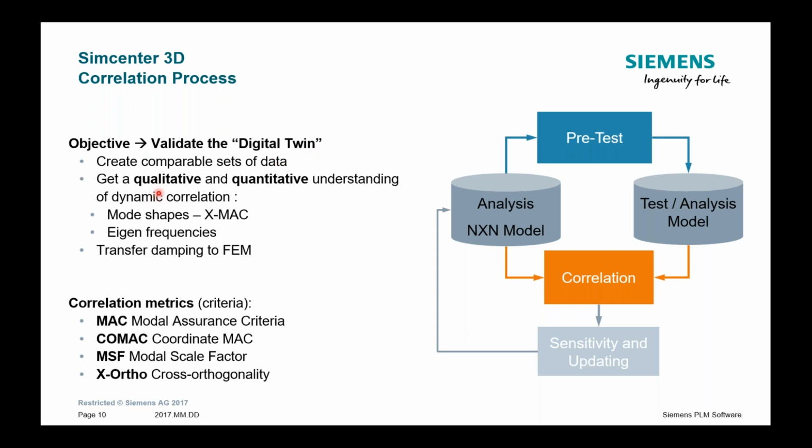We want to basically go from qualitatively, just looking at the mode shapes, to quantitatively understanding what kind of correlation we have, and we can do that through the cross-MAC. We also look at how close the frequencies are. And since we're measuring through modal analysis, we can calculate damping. We can also transfer that information to the finite element model in the correlation process. So the metrics that we use for the correlation are the modal assurance criteria, COMAC, and modal scale factor, and we can also use the mass matrix for cross orthogonality correlation too.